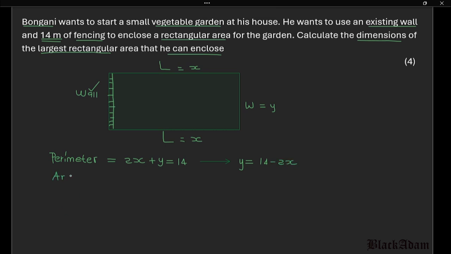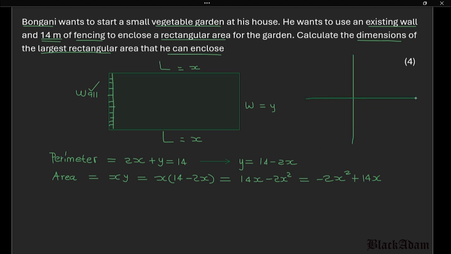So now coming to the area of a rectangle, it is length times width, that's xy. So xy, we know y is 14 minus 2x, so that's going to give us 14x minus 2x squared. When you multiply the length and width, that gives us the quadratic in standard form, negative 2x squared plus 14x.